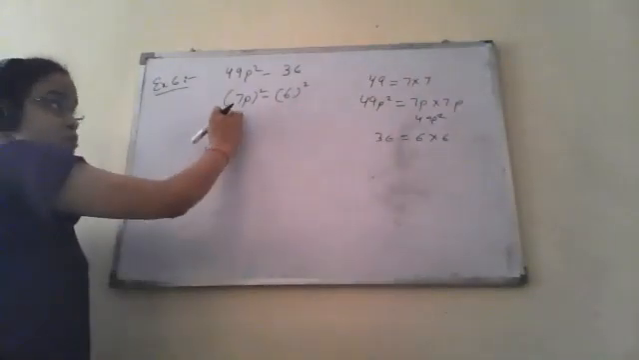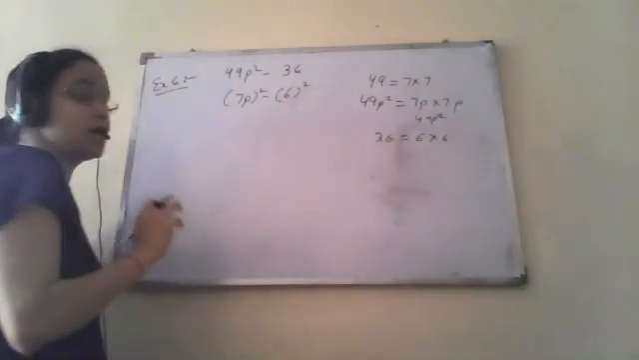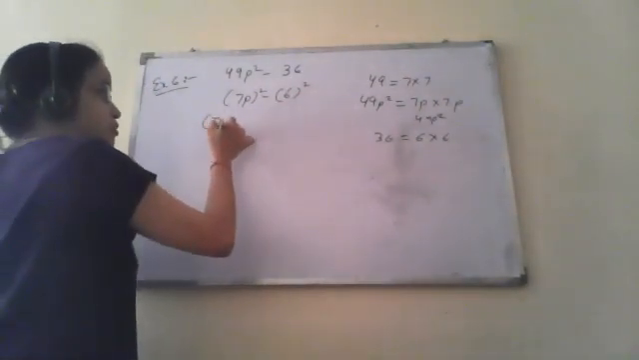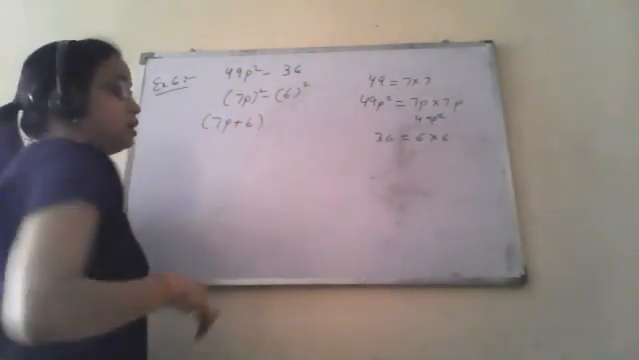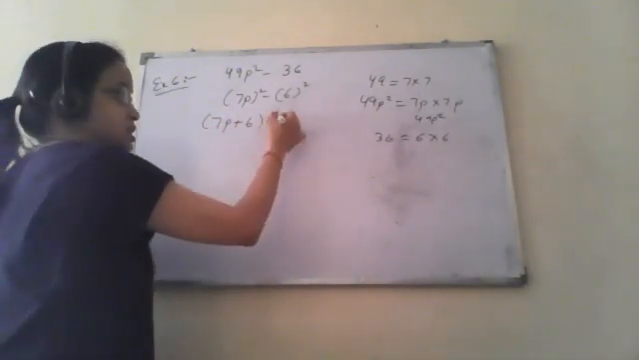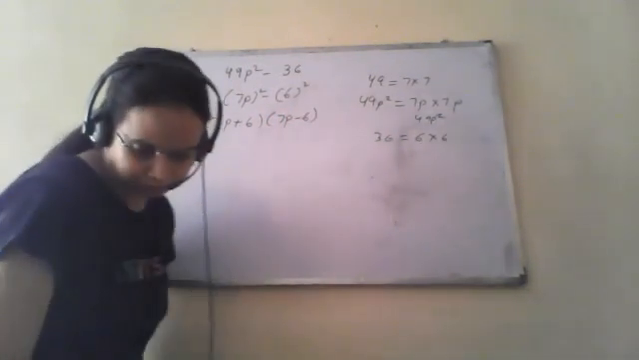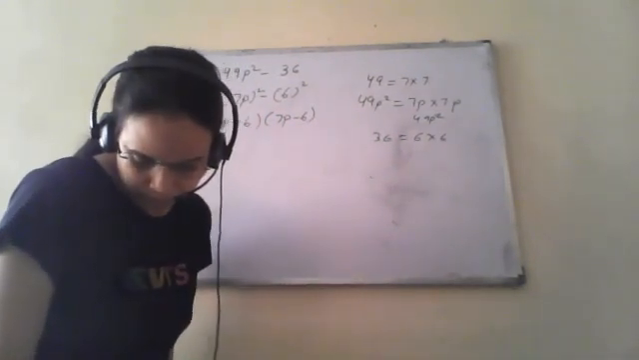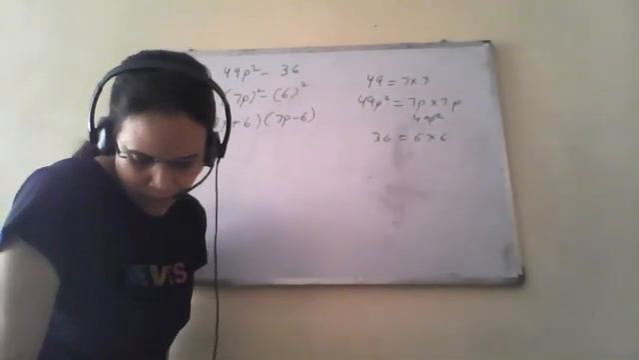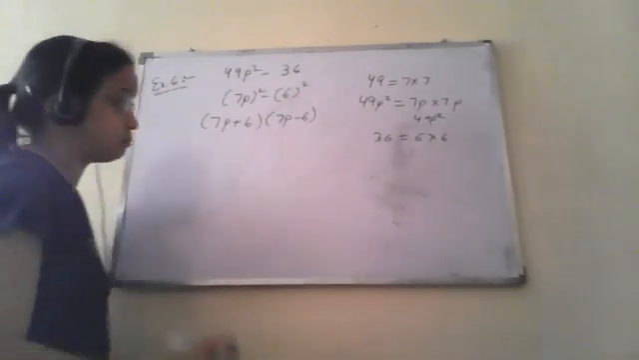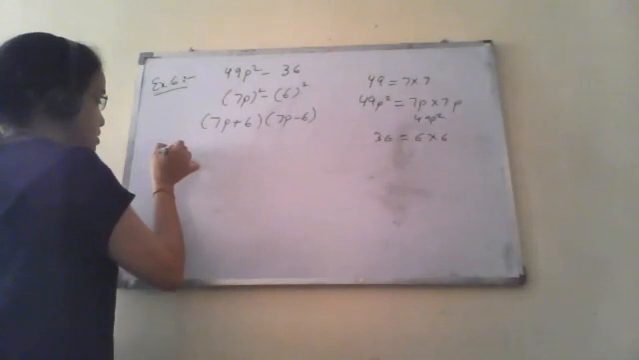Now we have a square, we have b square. What was the formula? a plus b, that is 7p plus 6, into a minus b, this is 7p minus 6. Clear? Now next example, example 8.